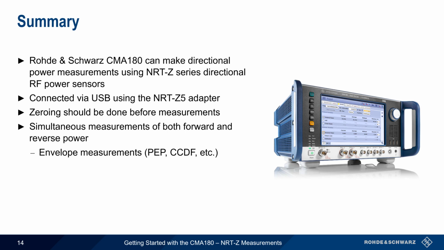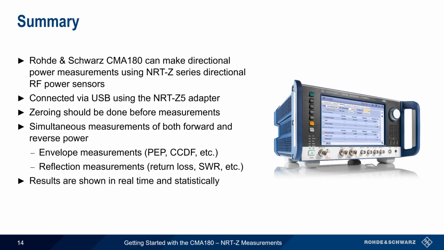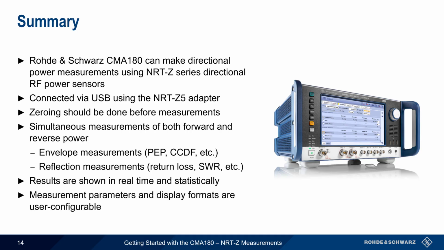power and CCDF. Furthermore, the combination of forward and reverse power measurements allows calculation of parameters such as return loss and standing wave ratio. All results can be displayed in real time as well as statistically, that is, as minimum, maximum, and average values. And although the default values are suitable for most directional power measurements, all measurement and display values are also user configurable through the CMA's graphical user interface.